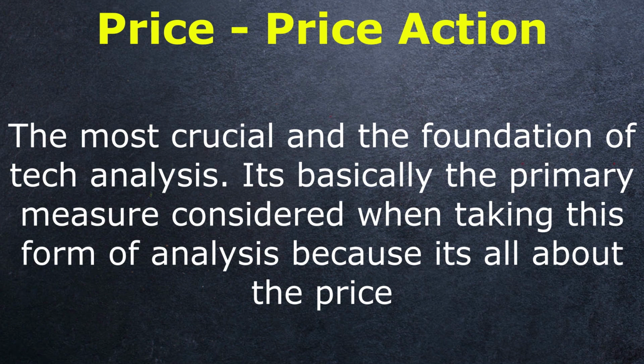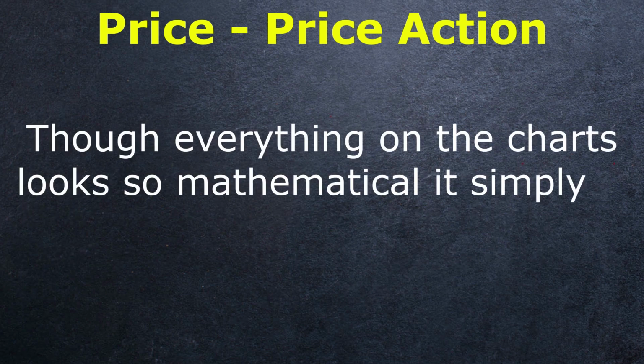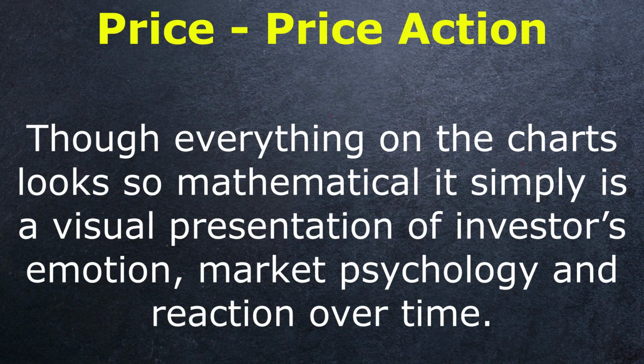But at the same time, this price may actually seem very random, but making use of things like trends will help a trader see the uniformity in price movements, making price less random and a bit more predictable, right? So when you use the trend lines, when we use the moving averages and so forth, right? Though everything on the charts looks so mathematical, it simply is a visual representation of investors' emotions, market psychology, and reaction to these things over time that investors are basically taking, right?